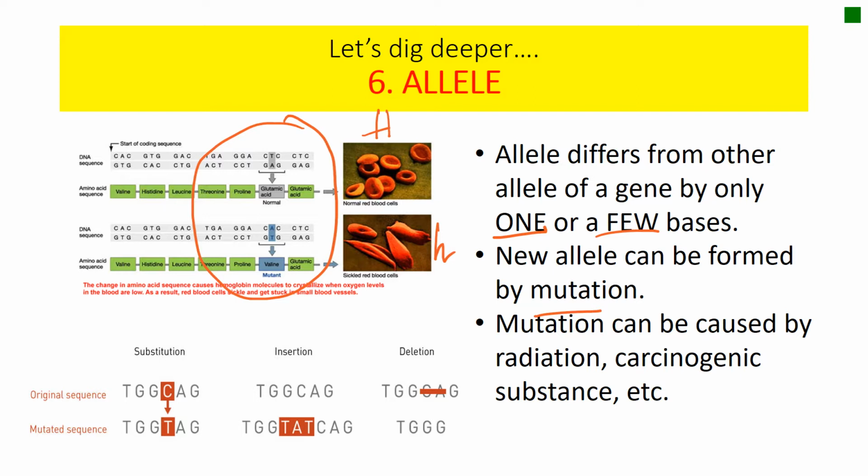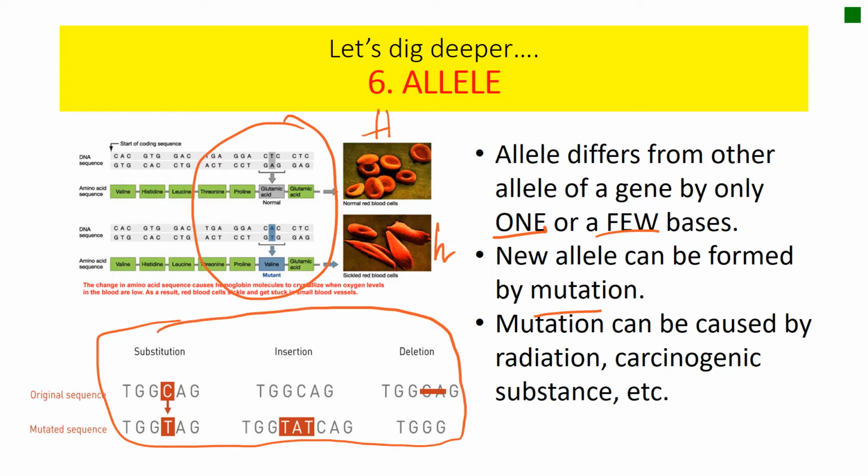So new alleles can be formed by mutation. This is not part of your syllabus, I just give this for your information. There are many types of mutation. It could be substitution, for example, from C becoming T, or insertion, where there are new three bases inserted in this gene, or even deleted, or deletion.